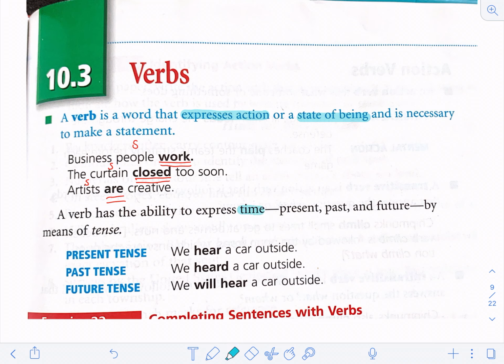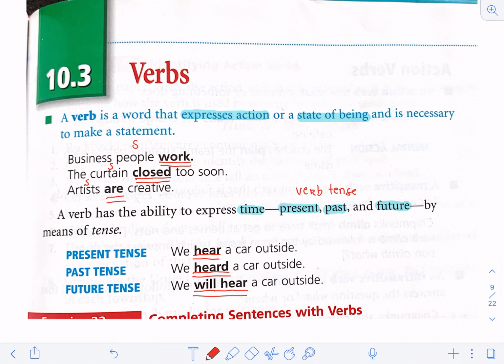Verbs express time, indicating the present, past, and the future. This is what we call verb tense. And we'll see three examples down here. So we have here, we hear a car outside, which means it's happening right now. We have we heard a car outside, which happened in the past. And we will hear, which means that it will happen in the future. So you can see we have past, present, and future.